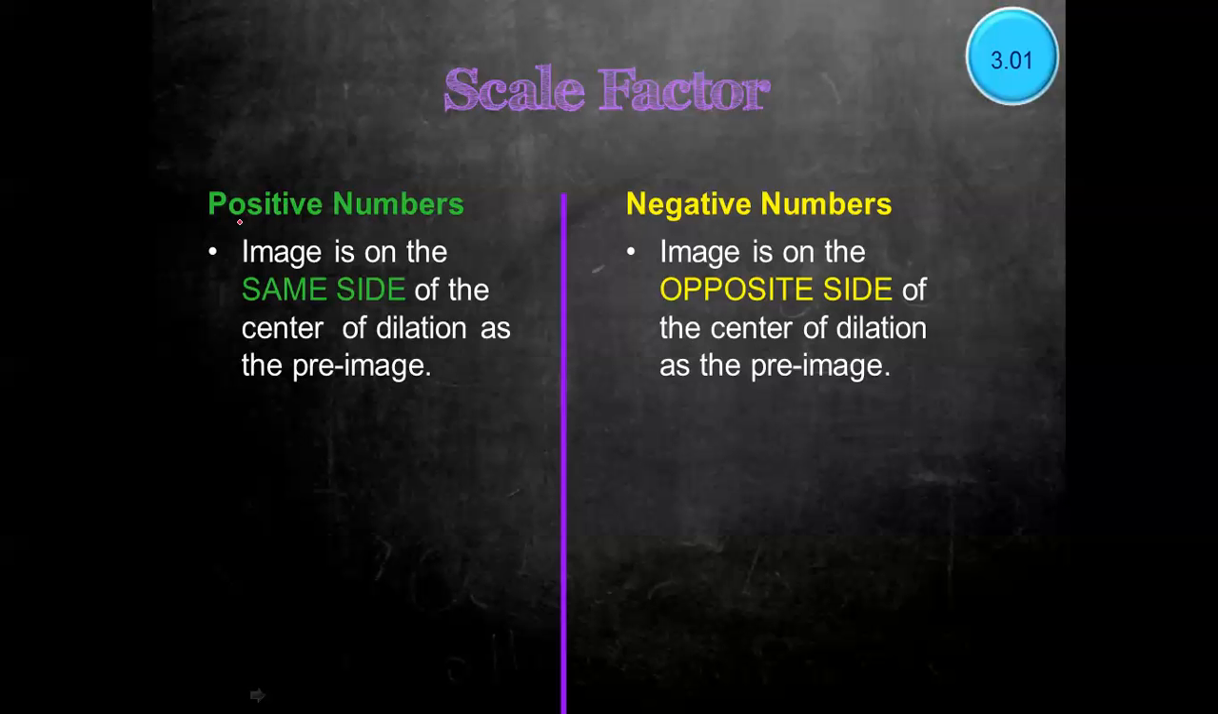So with scale factors, positive numbers, the image is on the same side of the center of dilation as the pre-image. So that means if you have a positive scale factor, and let's say I have this triangle, and then my center of dilation is right here, if it's a positive scale factor, that means that my image is going to be on the same side. See how these two are on the same side of C? If it's a negative number, and say my center of dilation is right there, then that means that my image could end up on the opposite side of the center of dilation.